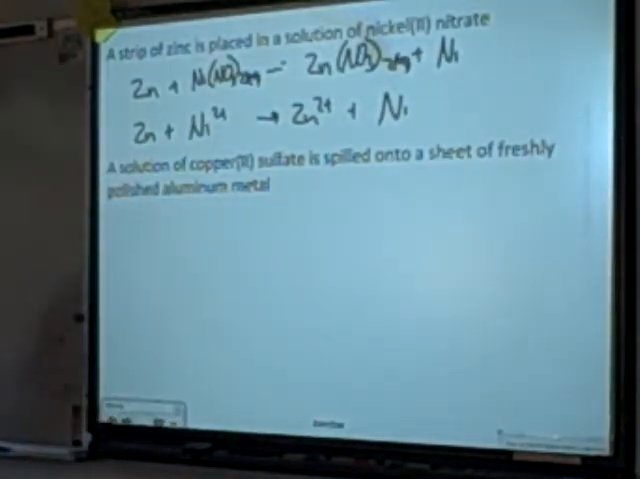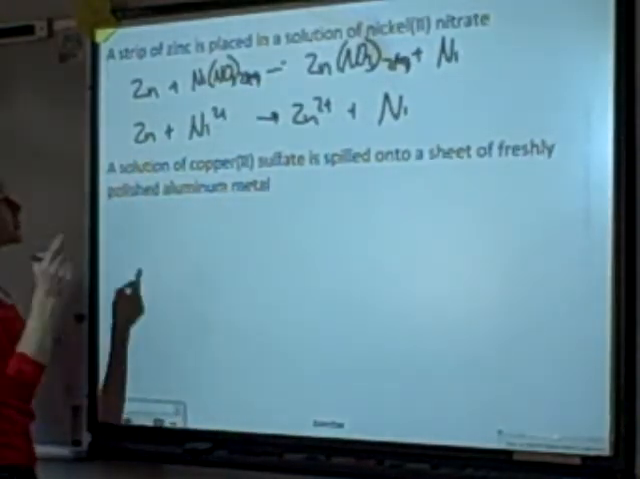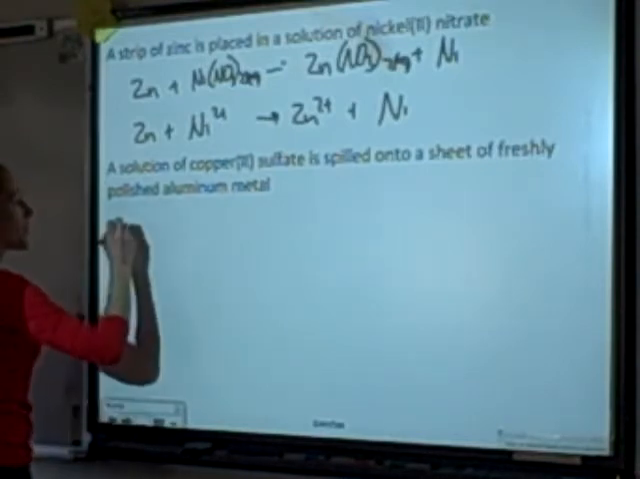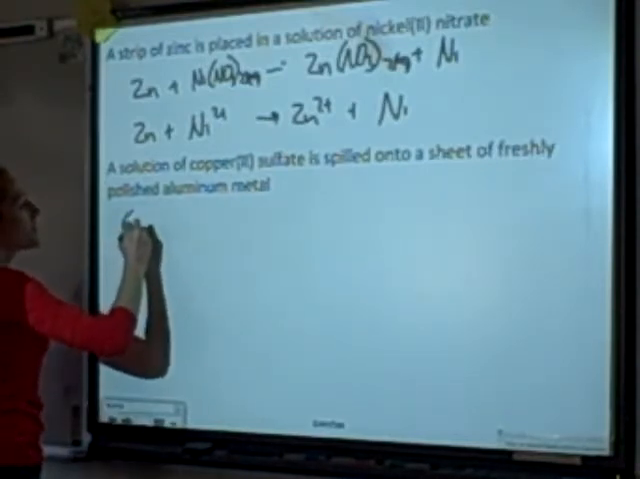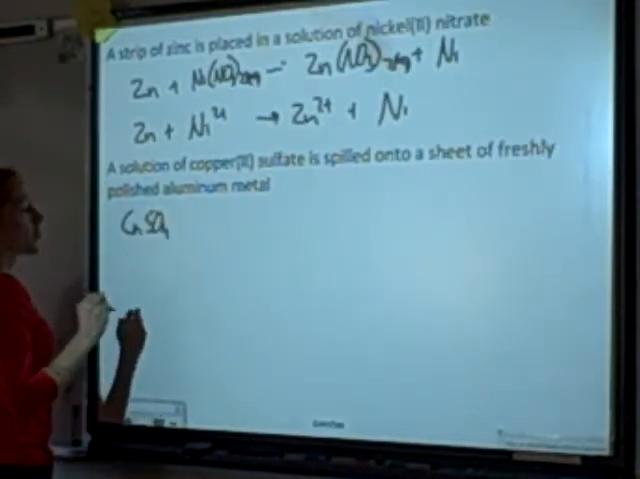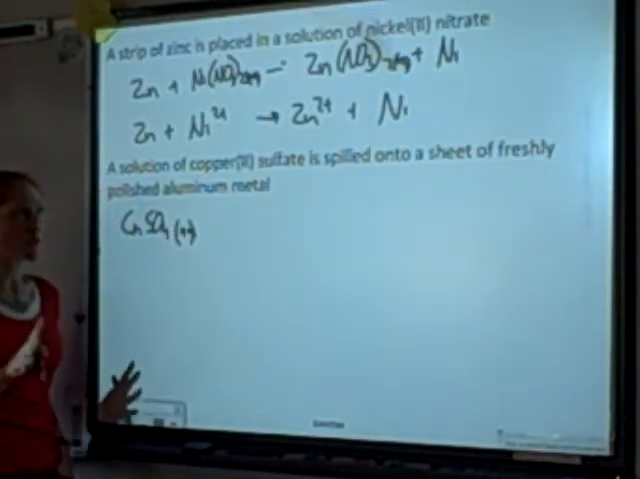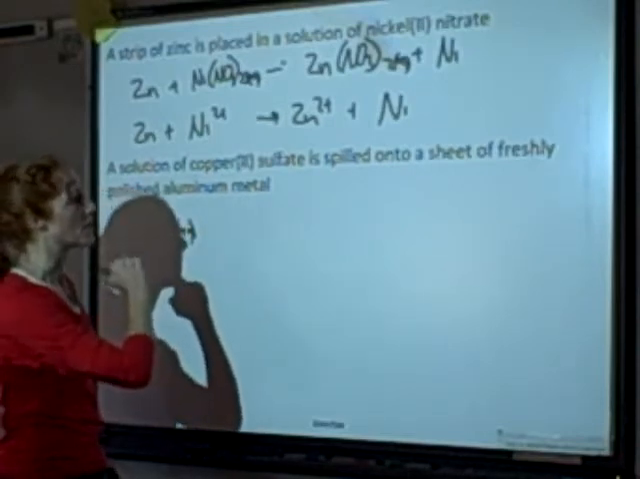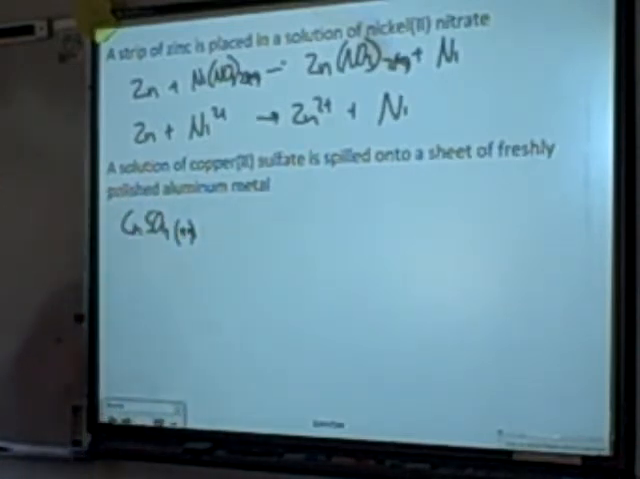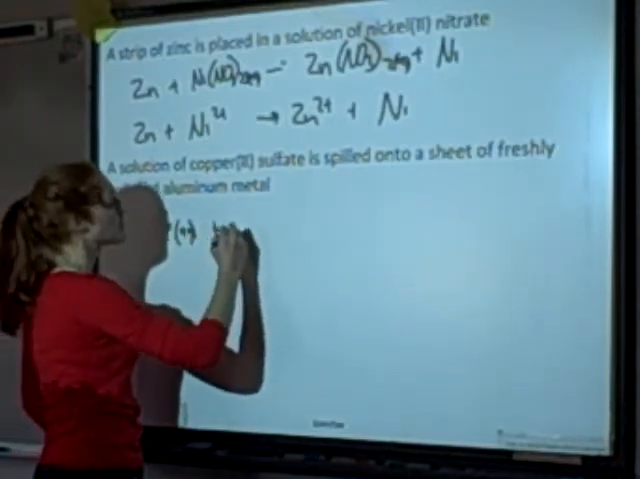Next, a solution of copper 2 sulfate. So it's aqueous, I have to remember for my spectator ions. CuSO4, that's copper 2 sulfate. Sulfate is a 2- charge. I'm going to put aqueous so I don't forget that this could be spectators, is spilled onto a sheet of freshly polished aluminum metal.